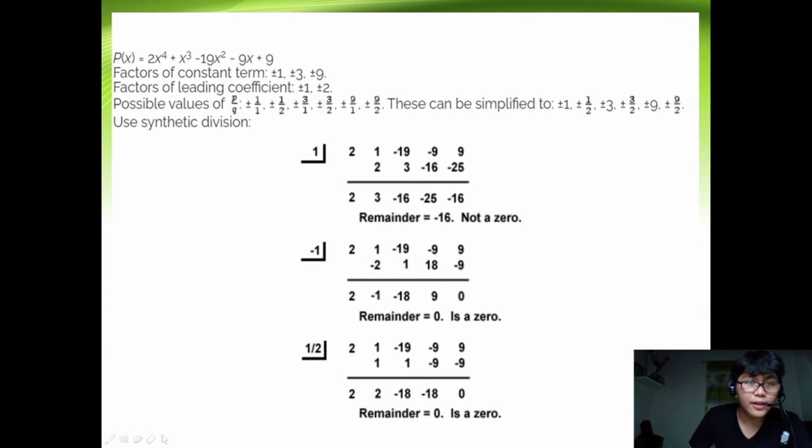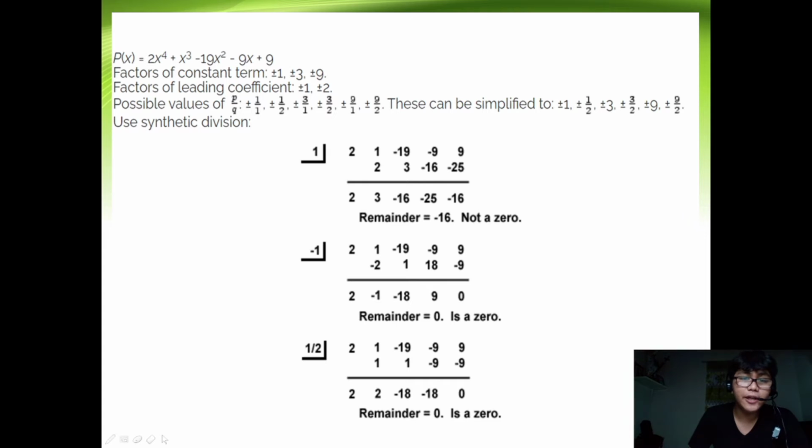So as you can see, the possible values of p are the factors of the constant term 9, and of course the factors of the leading coefficient 2 will be only 1 and 2, and this can be simplified to positive and negative 1, and so forth. In synthetic division, we're going to do trial and error for those simplified roots. We try any of these combinations until we get to the point that there is no remainder.